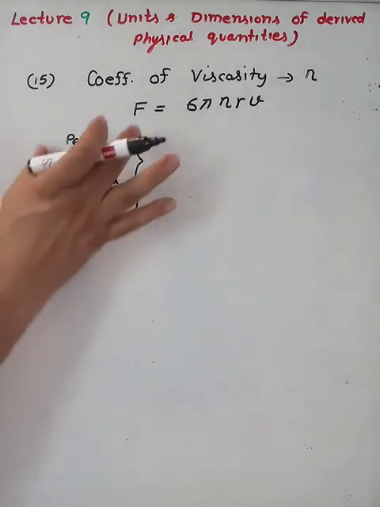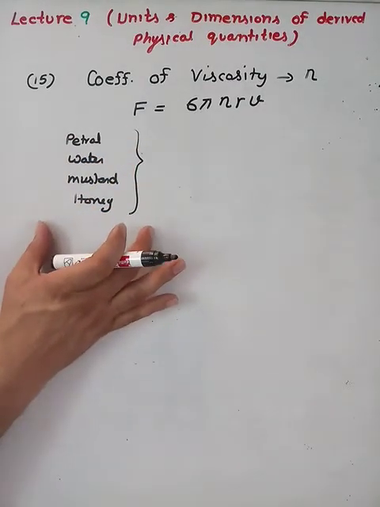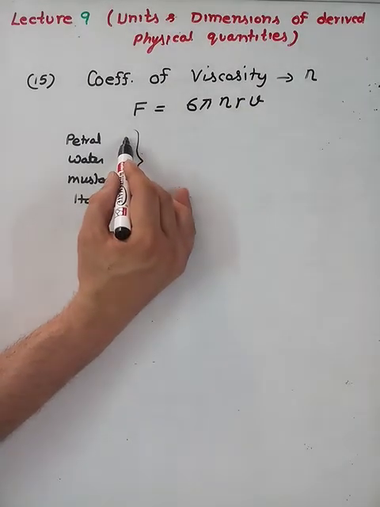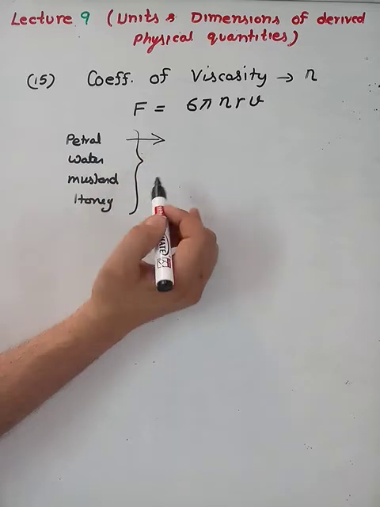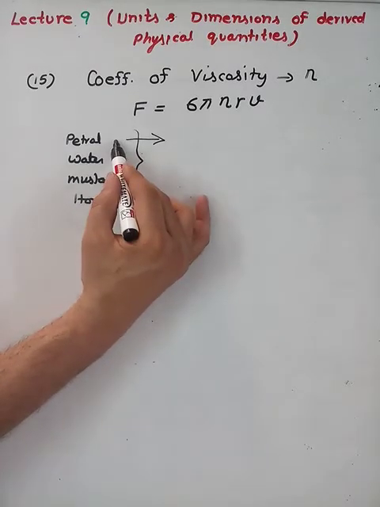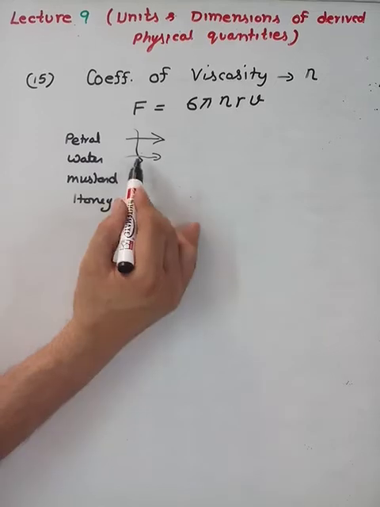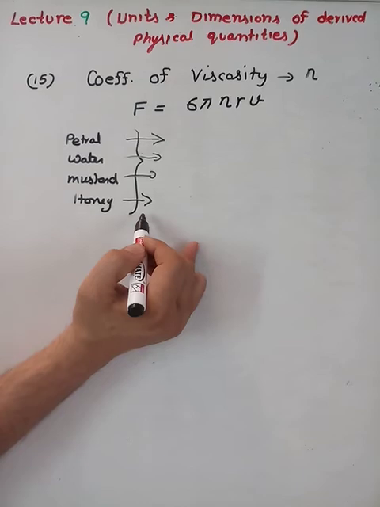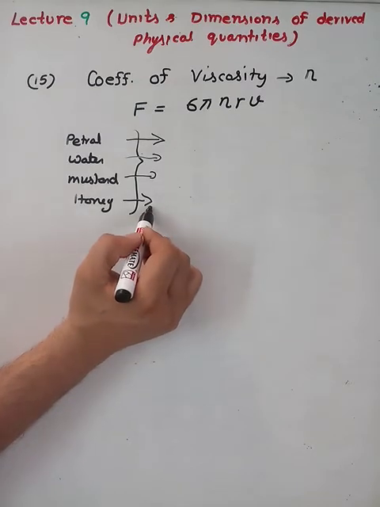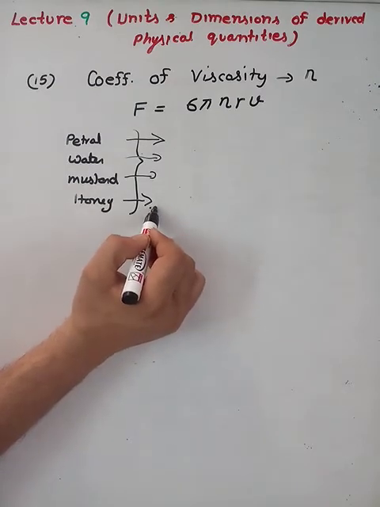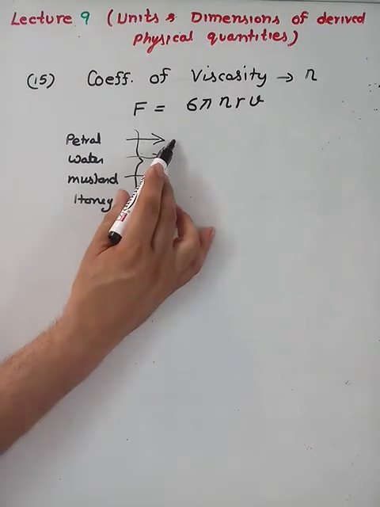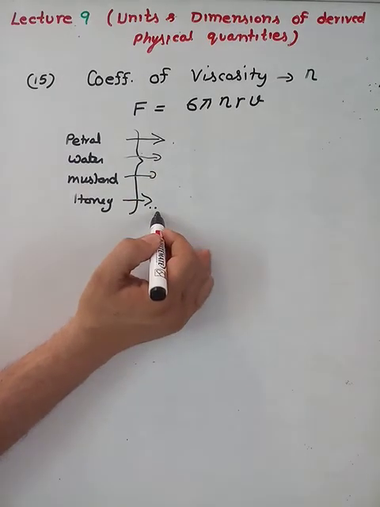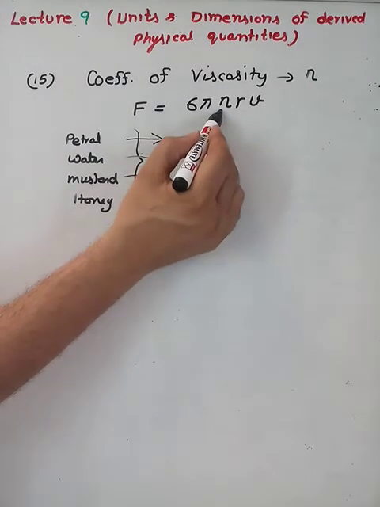Now if we fill all these four in a bottle and we make a hole, you will find that the bottle which contains petrol will be empty sooner. That means the flow of petrol is faster than water, which is faster than mustard oil, which is faster than honey. That means the flow of honey is very slow, so its viscosity is high. Viscosity of honey is maximum and that of petrol is minimum. That means the slower the flow of the liquid, the greater the coefficient of viscosity.